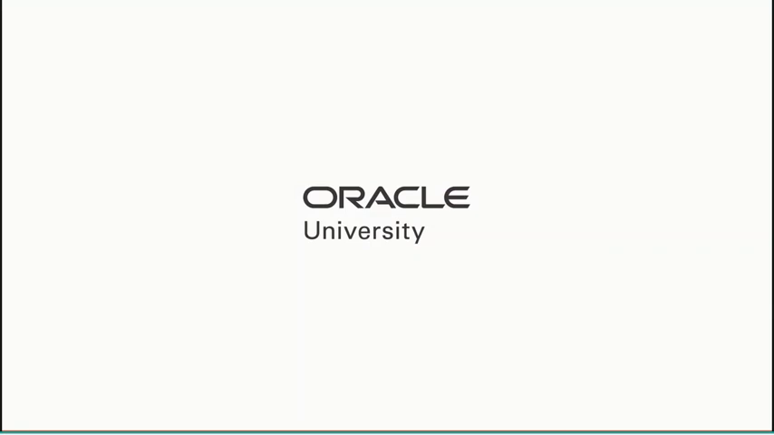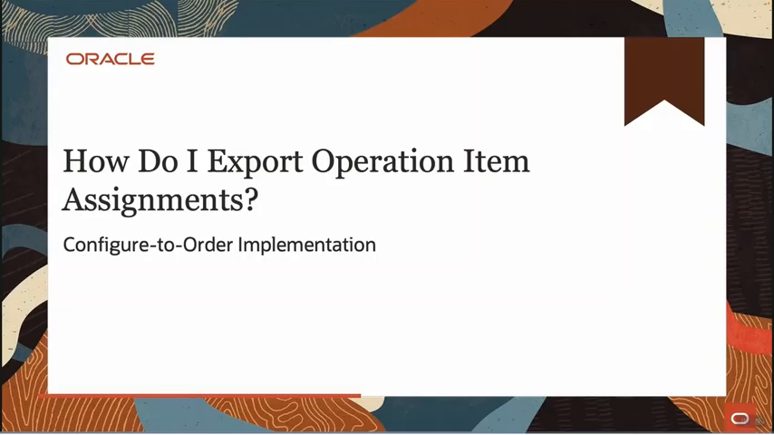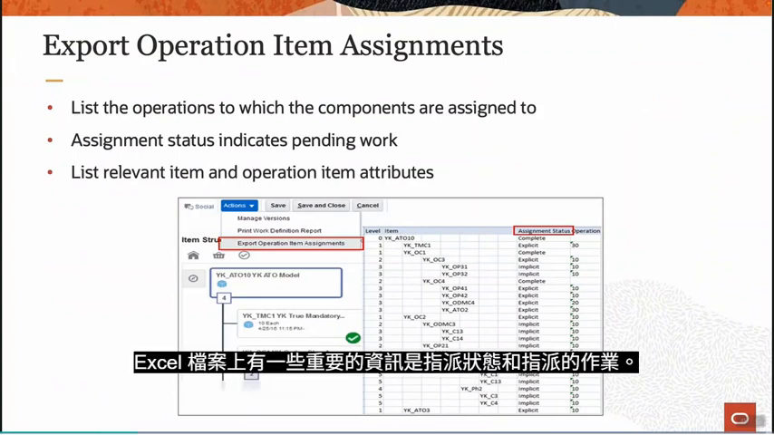In this brief topic, we discuss how to export operation item assignments. This screenshot shows export operation item assignments. A complete indented view of the multi-level item structures of the ATO model is displayed. A couple of critical pieces of information on the Excel file are the assignment status and assigned operation. Assignment status is either incomplete, complete, explicit, or implicit.